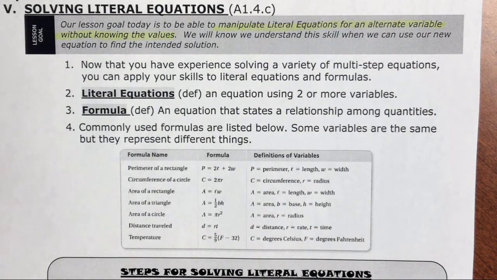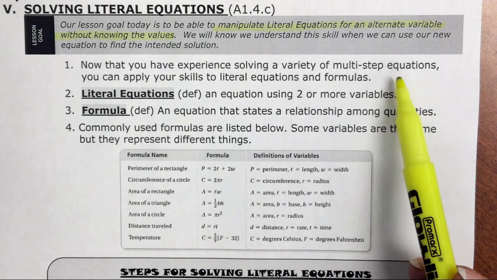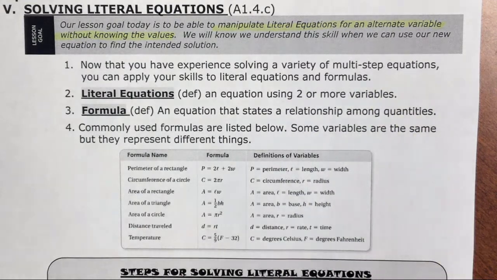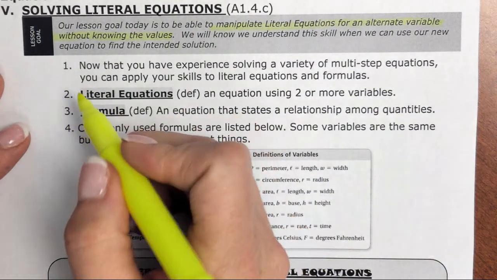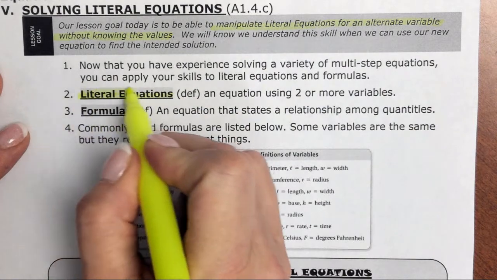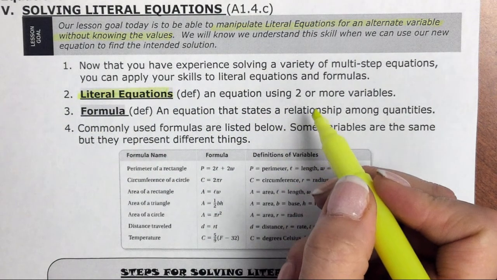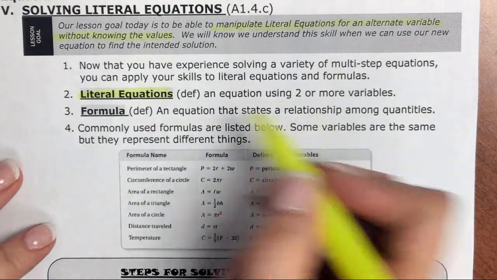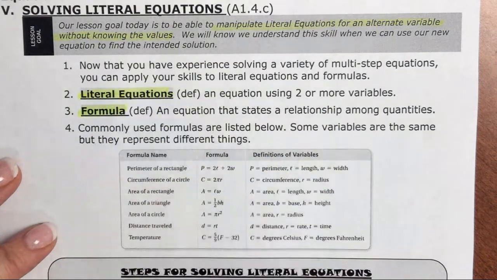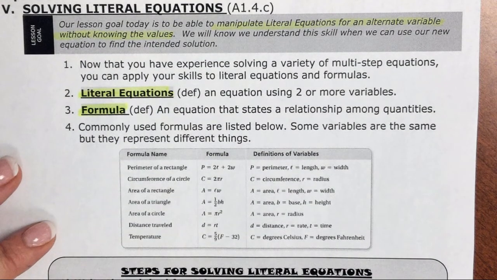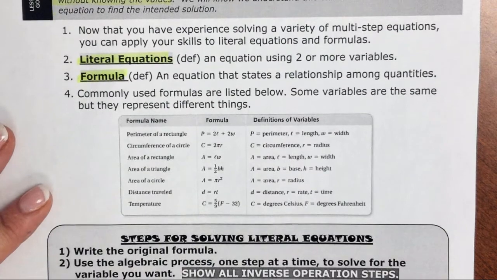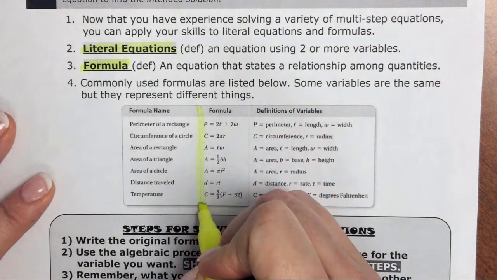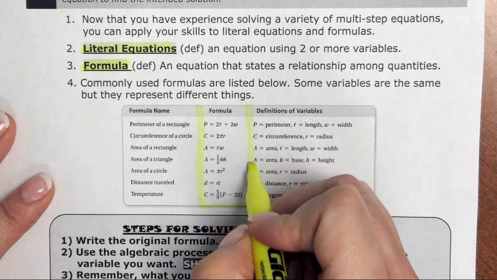We have experience solving a variety of multi-step equations, but now we can apply our skills to literal equations and formulas. So here are some vocab terms. A literal equation, or literal equations, are equations using two or more variables. The most common type that we use are formulas, which is an equation that states a relationship amongst quantities. Let's take a look at these down below. We recognize these formulas right here.